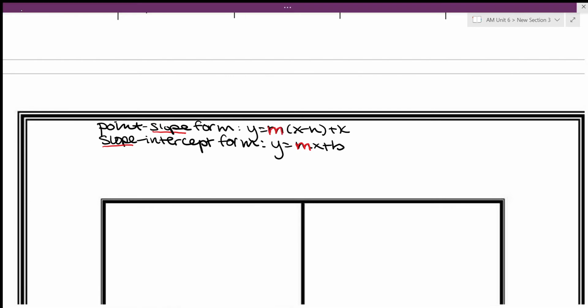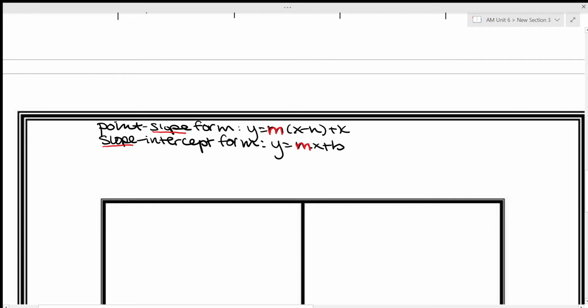The point, h k, can come from any point that's given. Doesn't matter which point I use as h k. But the intercept is actually the y-intercept, which is b.